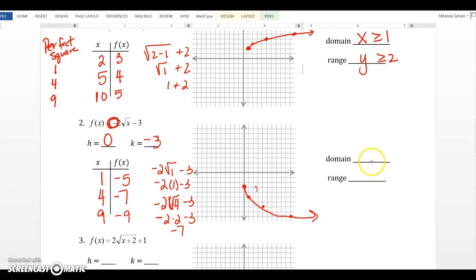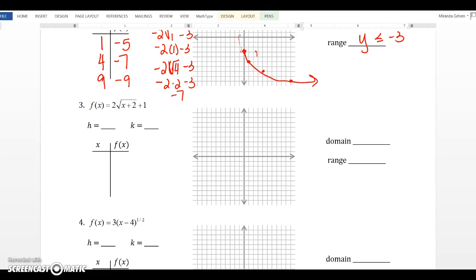Okay. Well, now how does that affect our domain? Remember, the domain is based off of h. Well, 0 is our first x value, and they all go to the right. So x is greater than or equal to 0. But what do our y values do? The y values start at -3, and then they go down, down, down. So y is less than or equal to -3. Anytime you have a negative a value, your range is going to turn into less than, because your y values are going to go in the negative direction. Okay?